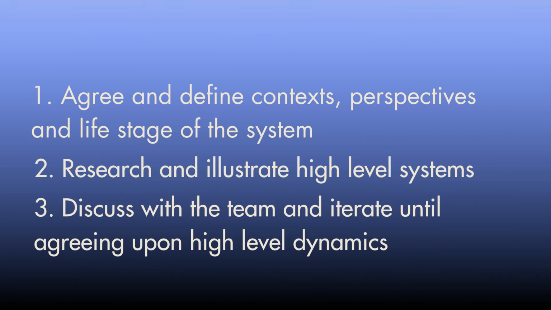First, we have agreed on and defined context, perspectives, and life stages of the system. Then we have illustrated high-level systems and the partial of interactions within those systems. And now the team can discuss and iterate maps until agreeing on the high-level map. Once team reaches a common understanding of the current state, the first part of the exercise can be considered completed. And next step is agreeing on the desired state and defining gaps between current and desired states so that team can address them and reach a resolution. We will talk about those steps in the following part of our systems thinking series.